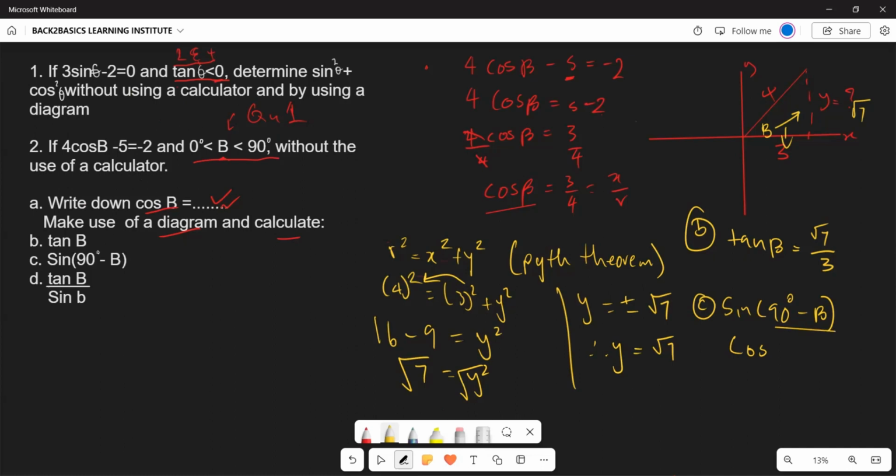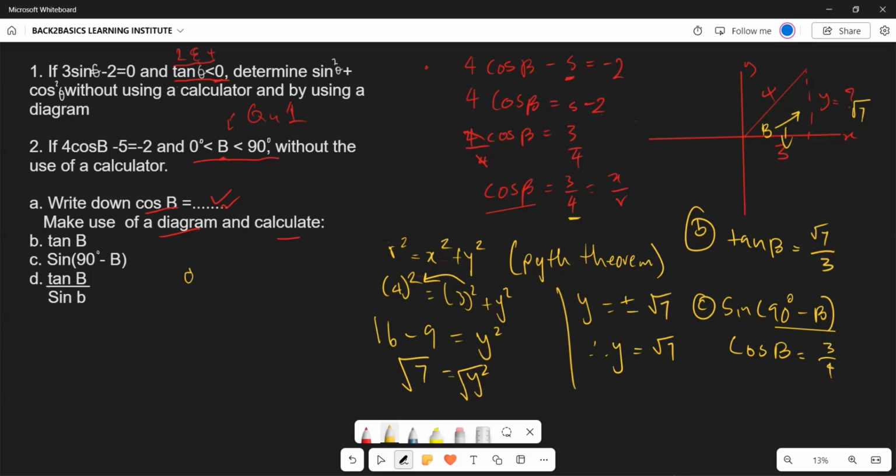If this is in your first quadrant, therefore, your sine of 90 degrees subtract beta is going to change to cos of B, right? So now this is going to be the same as cos of B. And now what is going to be your cos of B in this case? Now your cos of B is going to be given by what you've already found out there, which was 3 over 4. So therefore that is going to be your value of C.